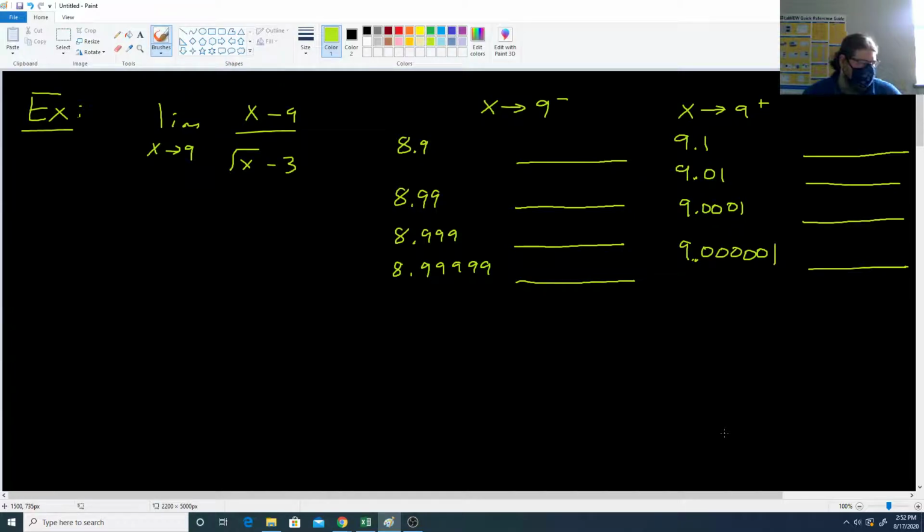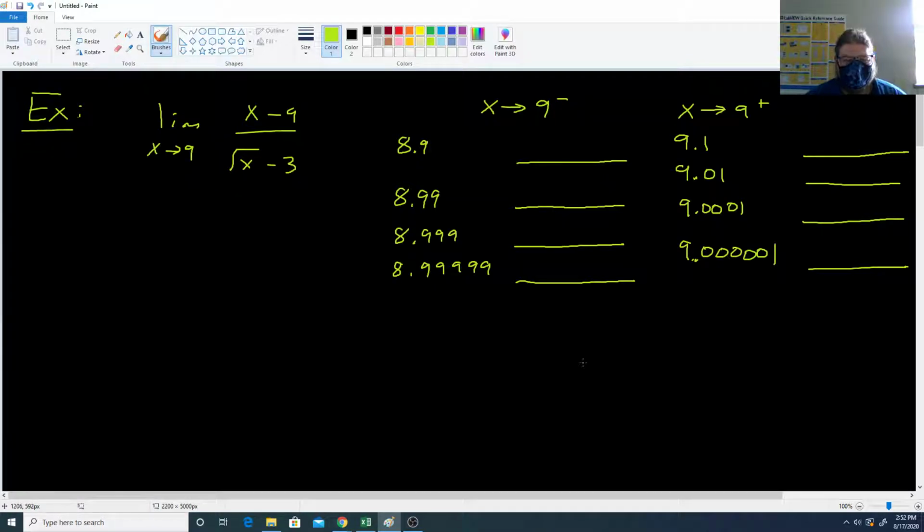So what we're doing here is plugging in numbers that approach 9 from the left and numbers that approach 9 from the right. 8.99999 is really close to 9, but it's to the left of 9. 9.00001 is really, really close to 9. It's slightly to the right of 9. And hopefully, just like we did back in section 2.1, these two numbers are agreeing and approaching something, and we get an idea of what that number might be.